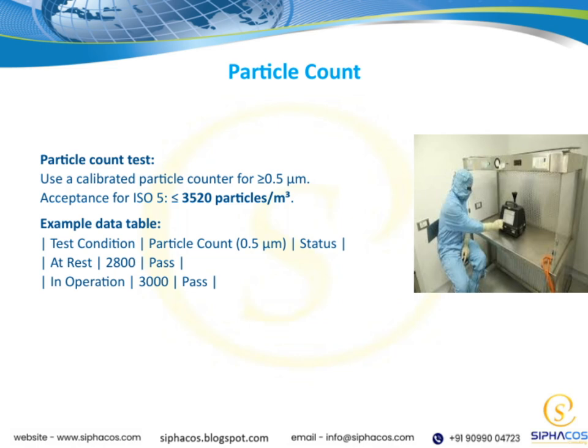Both of these numbers fall well below the acceptance limit, indicating that the environment is maintaining the cleanliness level required for ISO 5. This test is crucial because it helps us verify that our cleanroom or controlled environment is performing as expected, whether it's idle or actively in use. Keeping particle counts low is essential for protecting sensitive processes and ensuring product quality throughout our operations.